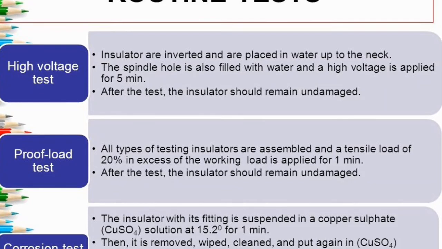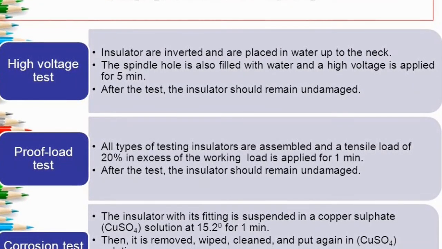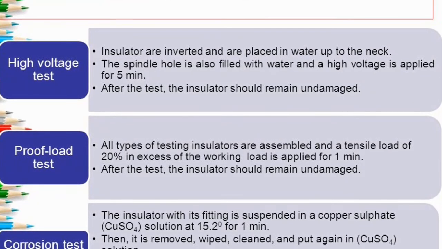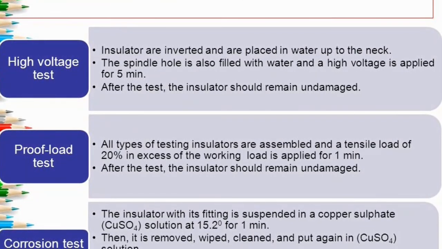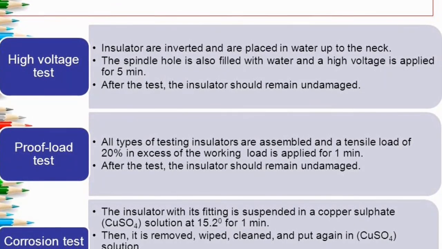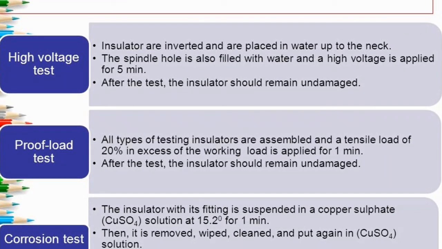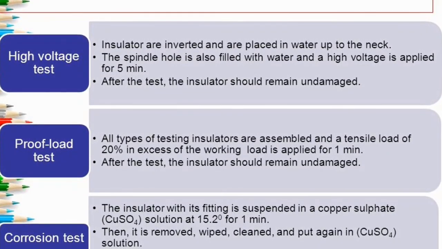Now, what is the corrosion test? The insulator with its fitting is suspended in a copper sulfate (CuSO4) solution at 15.2 degrees for 1 minute. Then it is removed, wiped, cleaned and put again in the CuSO4 solution. This procedure is repeated 4 times, which should result in zero metal deposits over the insulator.